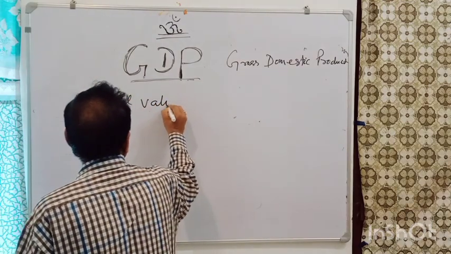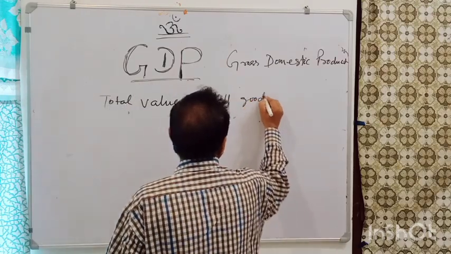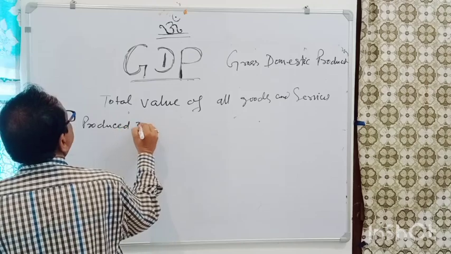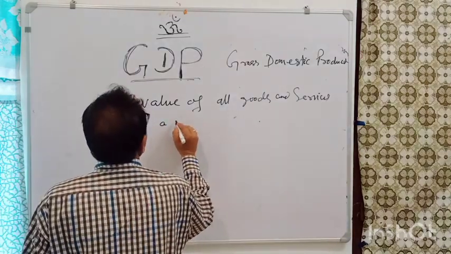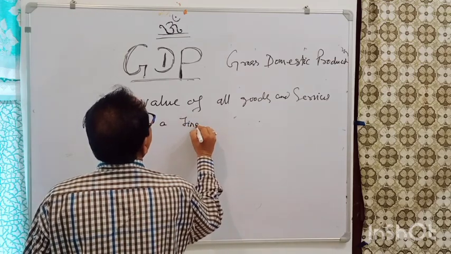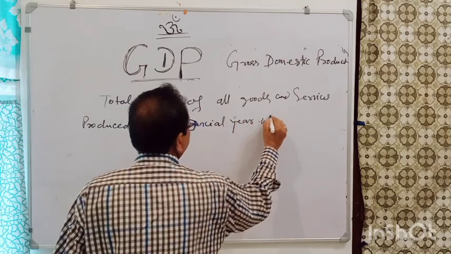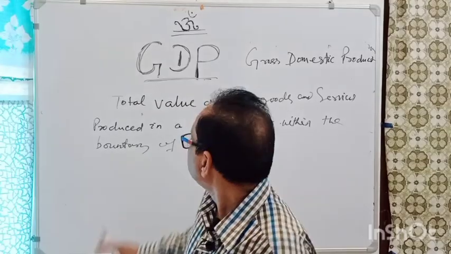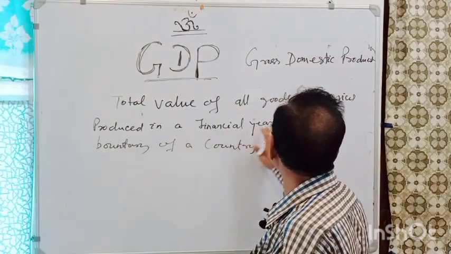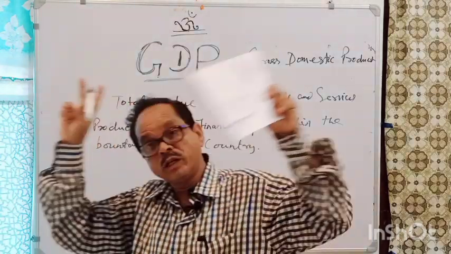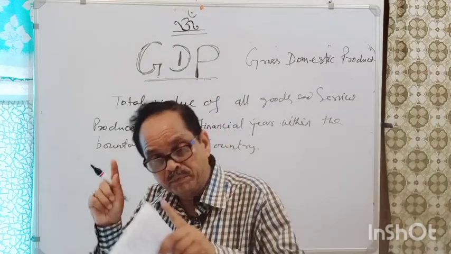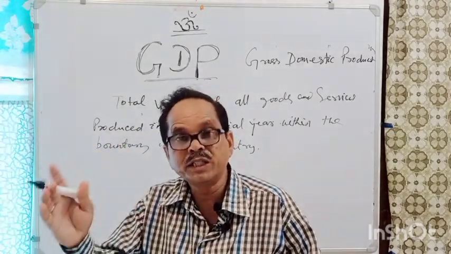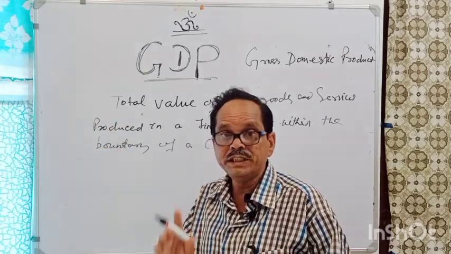Total value of all goods and services produced in a financial year within the boundary of a country. All the goods, every minute object, all types of goods and all types of services, multiplied with market price, that is called GDP or gross domestic product.